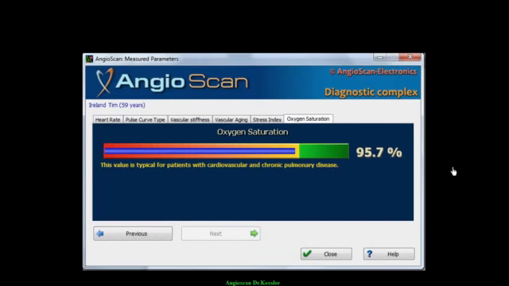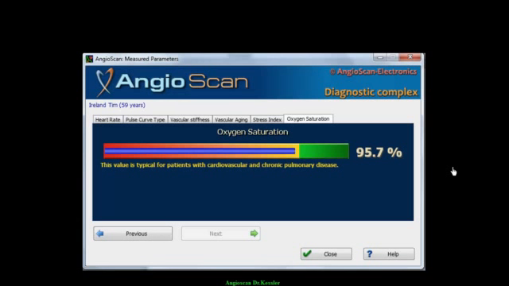But his oxygen saturation wasn't very good. I'm trying to remember why that was, and he has sleep apnea. That's probably some of the problem that you see right there. It says this value is typical for patients with cardiovascular and chronic pulmonary disease, but basically this is coming from the sleep apnea, at 95.7%.